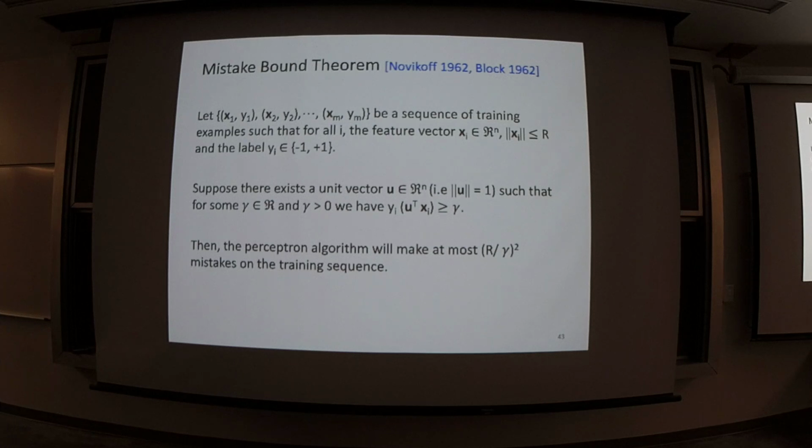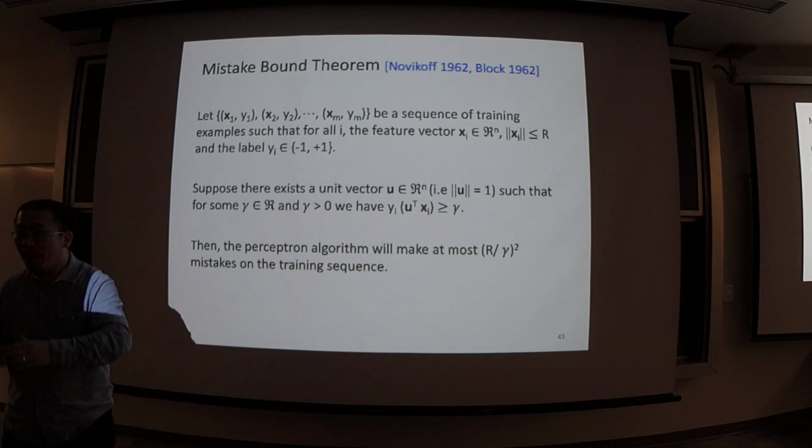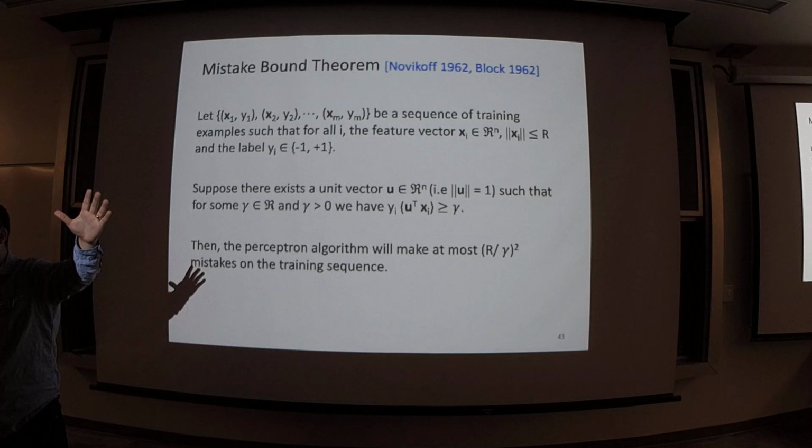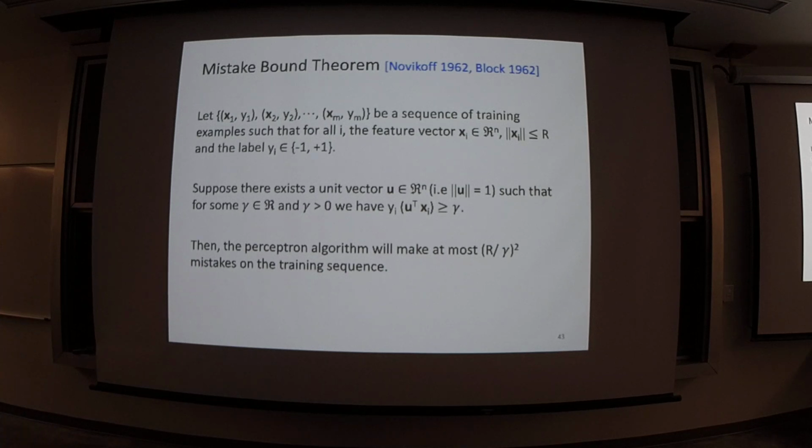Can you just explain what R is again? Sorry, I missed it. R is the maximum length of the input vectors in your training set. So does that say then that the number of mistakes is proportional to? It's not proportional. It's less than. Sorry, related to. Would you say the number of mistakes is proportional to the length of the vectors? Like the more features you have, the greater number of mistakes you have.